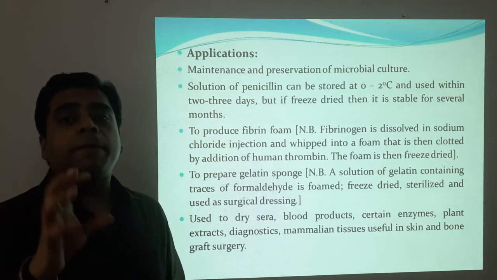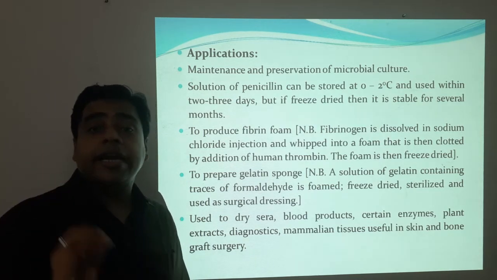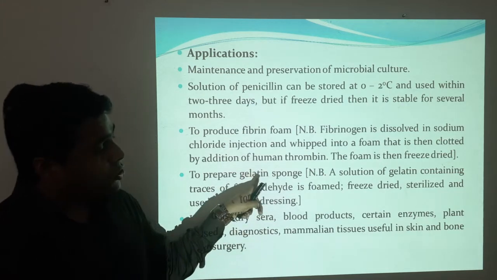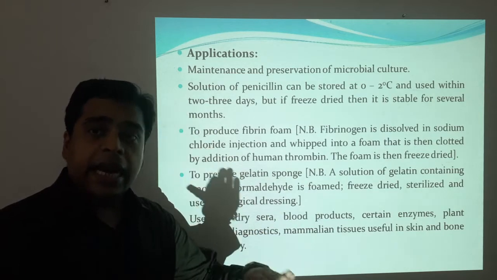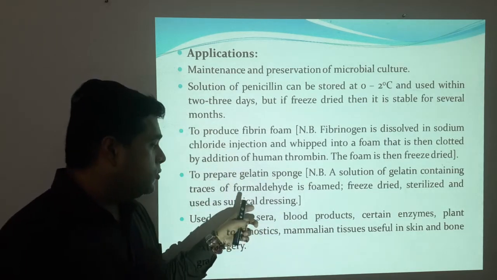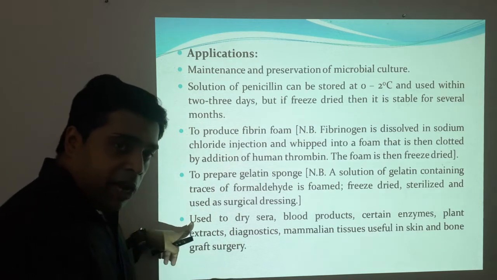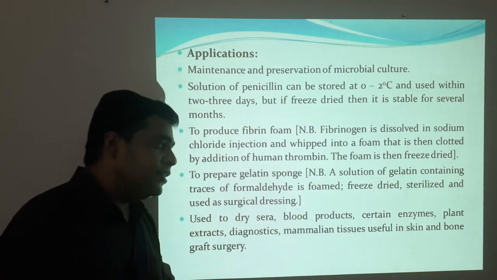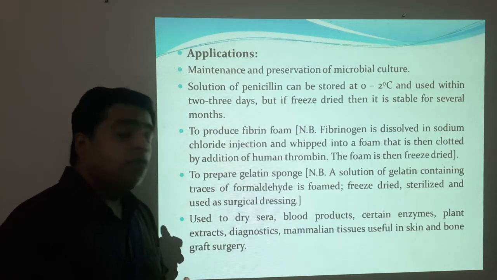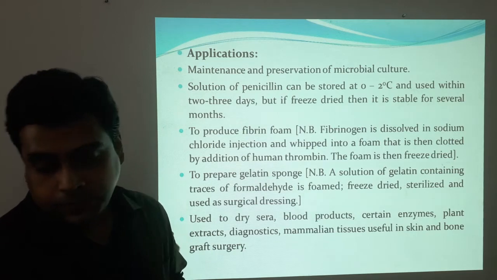To produce fibrin foam, that is also another important application, because the foam is freeze dried. To prepare gelatin sponge, these are all applications where it is foamed, sterilized and freeze dried, and can be used as a surgical dressing also. It is used to dry different blood products, sera, enzymes, plant products, diagnostics, mammalian tissues, and is useful in skin and bone graft surgery.